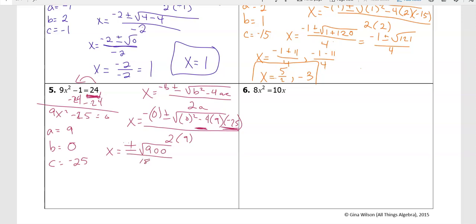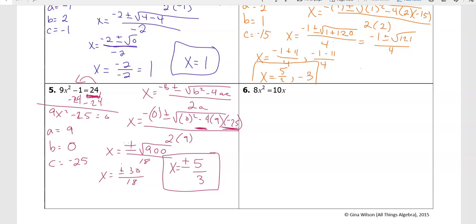All right, so then we're going to have x equals plus or minus 30 over 18. And that means we're going to continue just having a plus or minus number. So x equals positive or negative 30 over 18. Well, let's simplify that. They're both divisible by 6. That seems to be the highest. So that gives me 5 over 3.